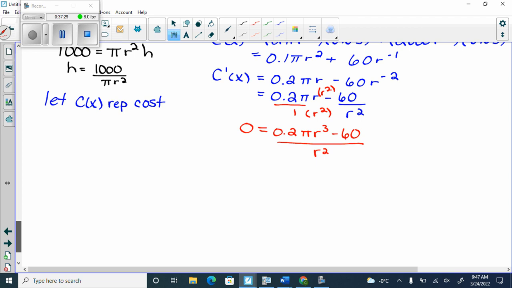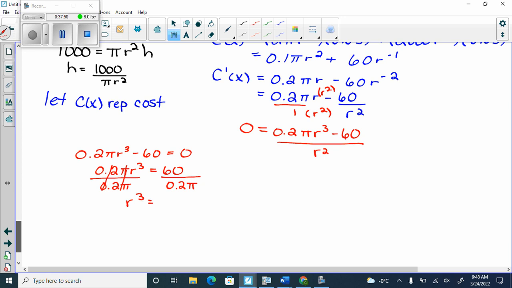Okay, 0.2 pi r cubed minus 60 equals 0. 0.2 pi r cubed equals 60. Divide by 0.2 pi, and r cubed equals 300 over pi, because 60 divided by 0.2 is 300. And then I would cube root.